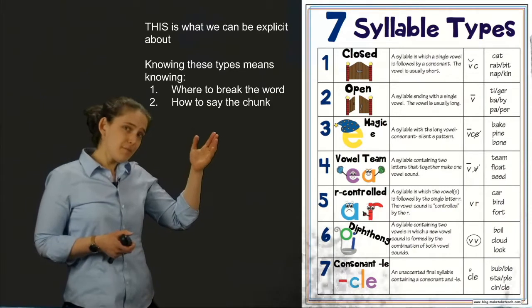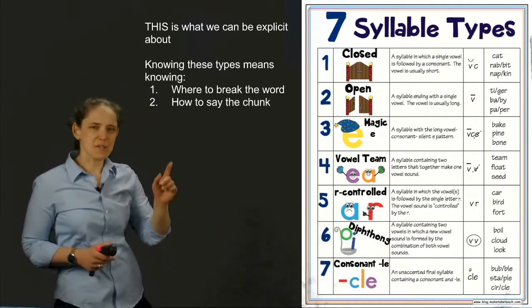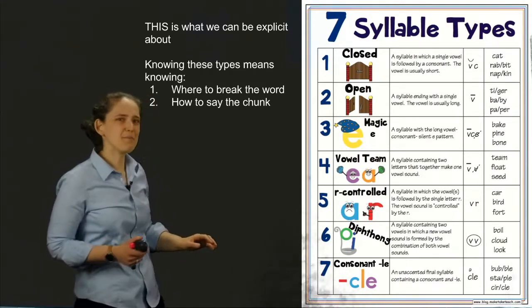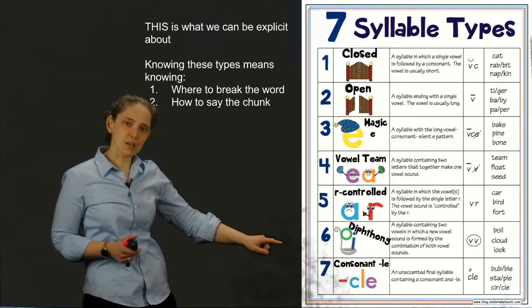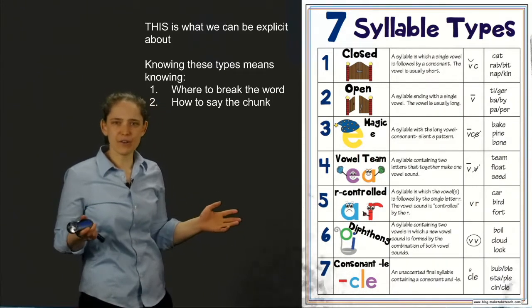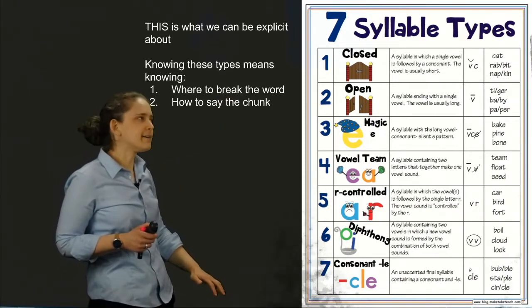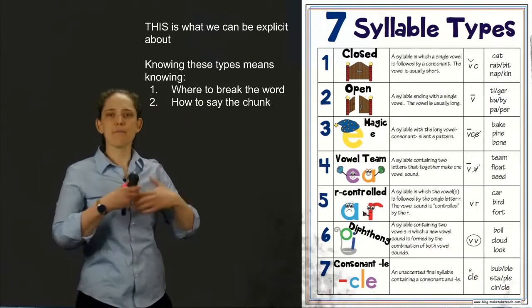Now, if you stopped an adult on the street and said, tell me the 7 syllable types, first of all, what might happen is they might say, well, there's 6. And you can find posters of both because sometimes people don't include diphthong as one of the syllable types. It's kind of neither here nor there when you do that, because these are listed in the order of prevalence. So closed and open syllables, there are the most of those.